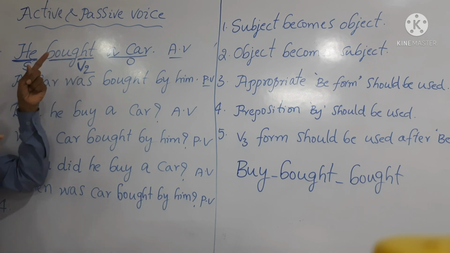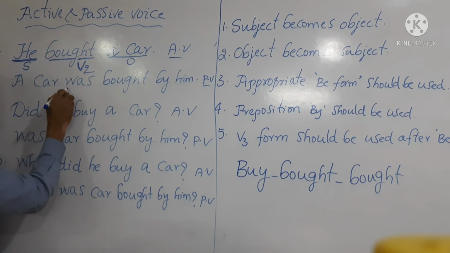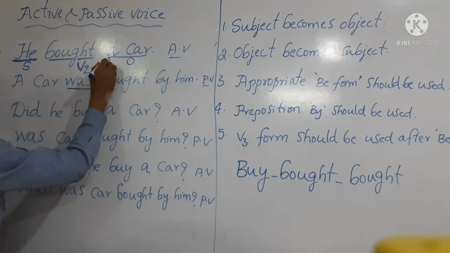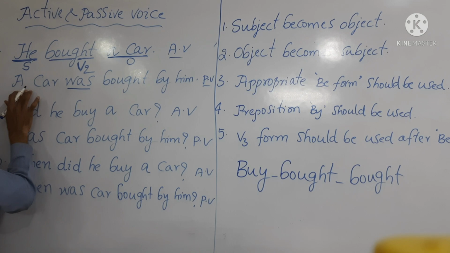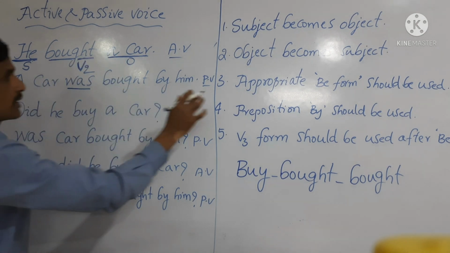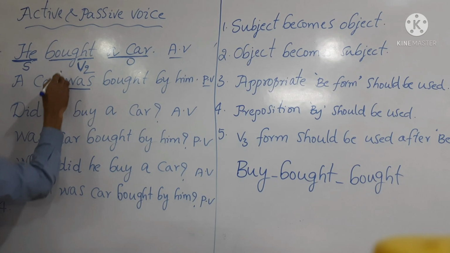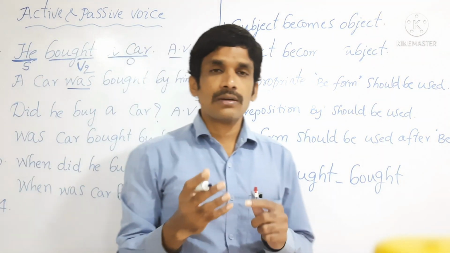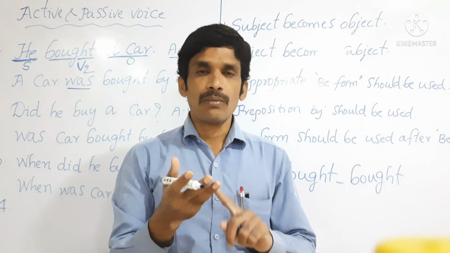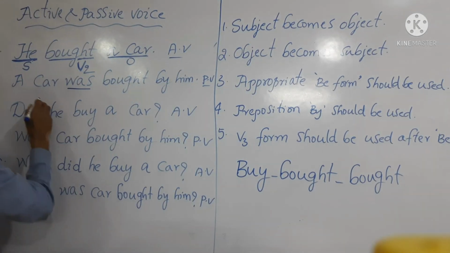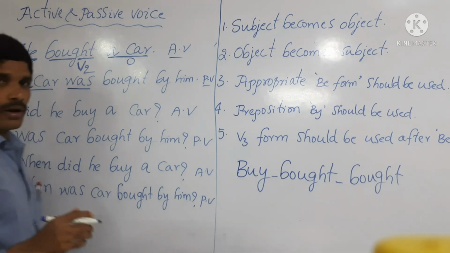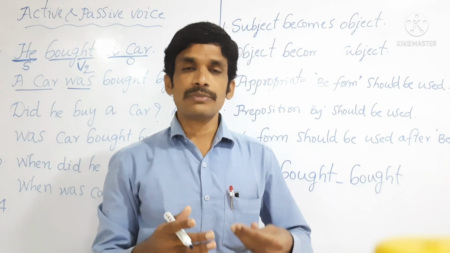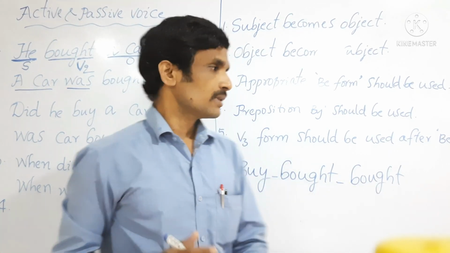Since this sentence is in past tense, we need to write the be forms of the past tense. So here object became subject as per rule, a car. After that, appropriate be form should be used. The be forms of the past tense are was and were. Since the subject is singular, a car is singular, that's why we need to write was. If the subject is plural, we need to write were.